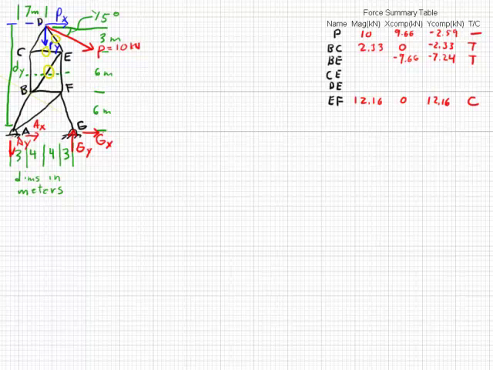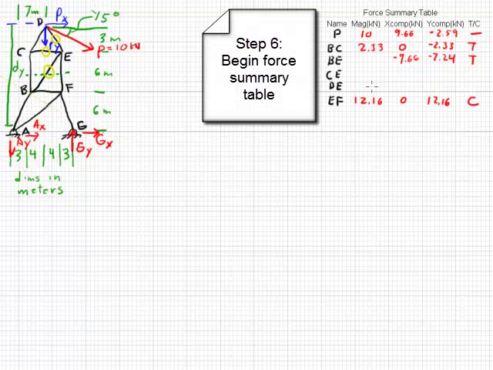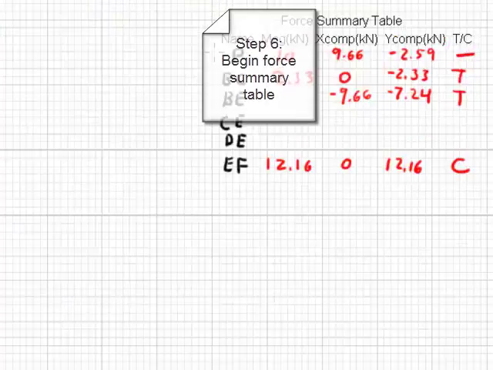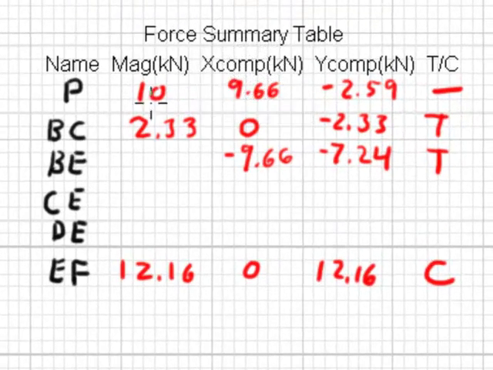Now on to the second part of the problem, finding the forces in DE and CE. But first, I'd like to point your attention to the force summary table that's been created. This is all information that was developed in the first part of the problem. Here's the force P applied. Notice that it's neither in tension or compression. It's simply an applied force. BC is in tension, BE also in tension, and EF in compression.